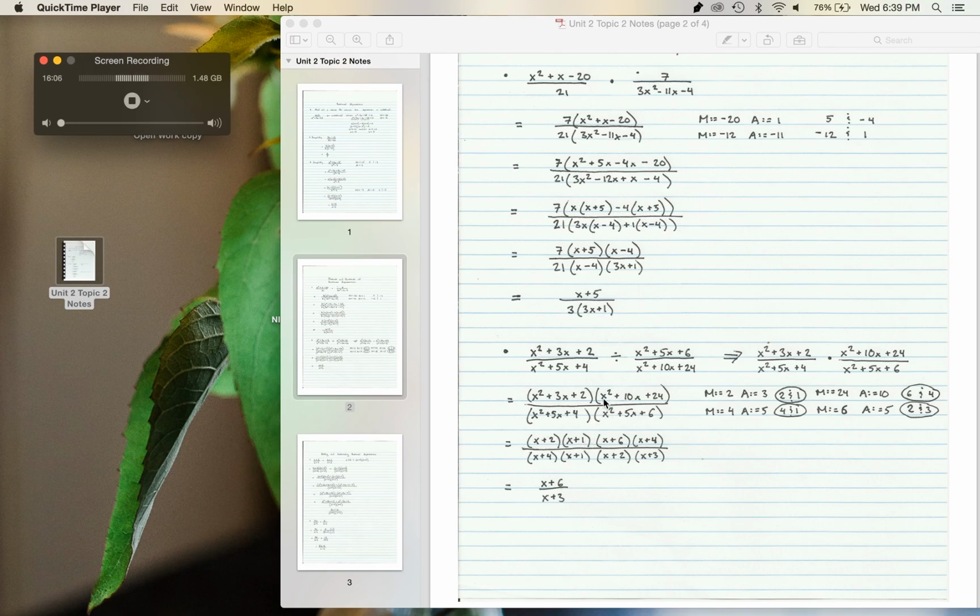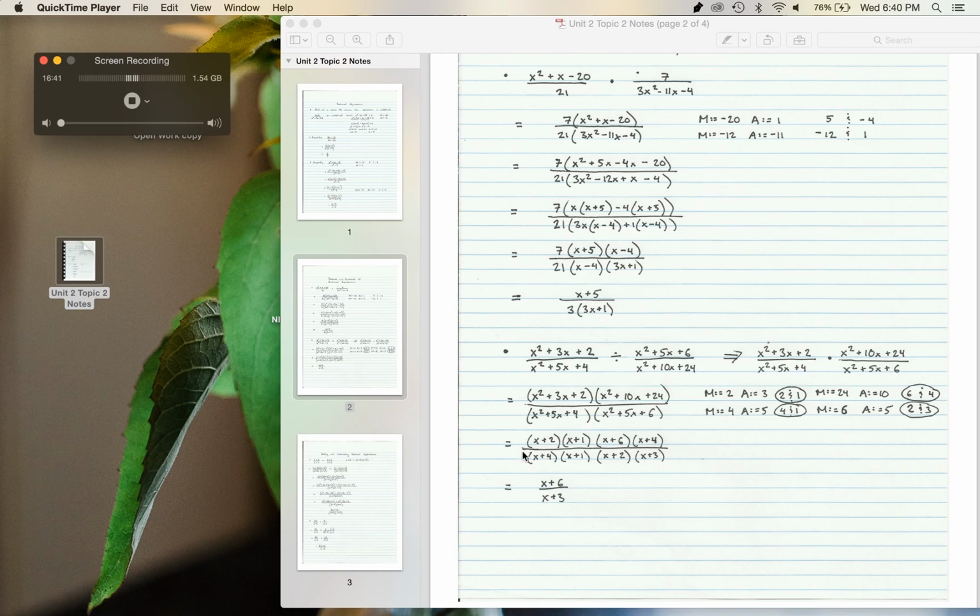I'm going to do the same thing here with this quadratic. I'm looking for two numbers that multiply to 24 and add to 10. 6 and 4 will do the trick. So I will factor that here, x plus 6 and x plus 4. On the bottom, this quadratic, numbers that multiply to 4 and add to 5. How about 4 and 1? x plus 4 and x plus 1. And for this final quadratic, two numbers that multiply to 6 and add to 5. 2 and 3 will work. I have x plus 2 and x plus 3.